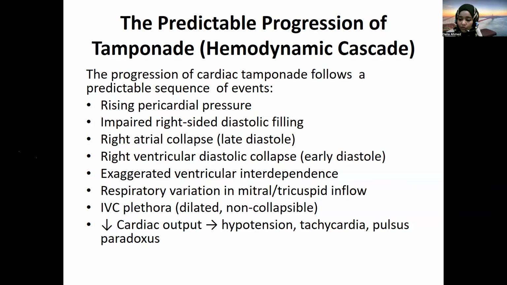collapse. But we always have, in medicine, there's no white and black, right? There's always exceptions for that. And ultimately there's reduced cardiac output, hypotension, tachycardia, and pulsus paradoxus.